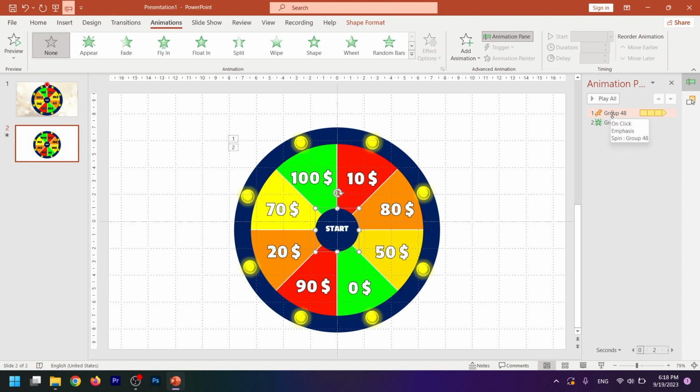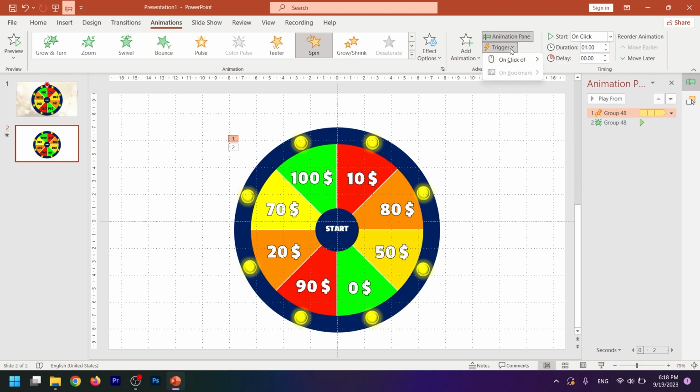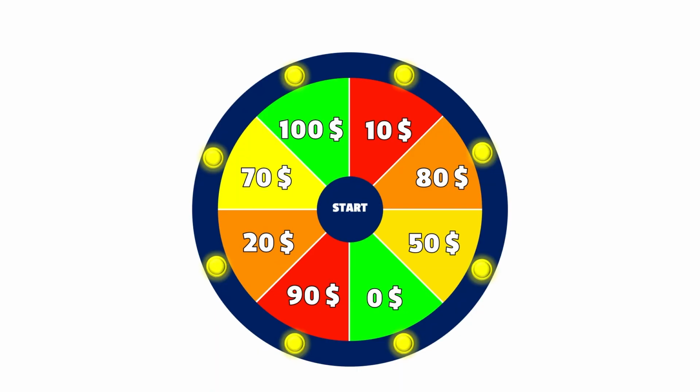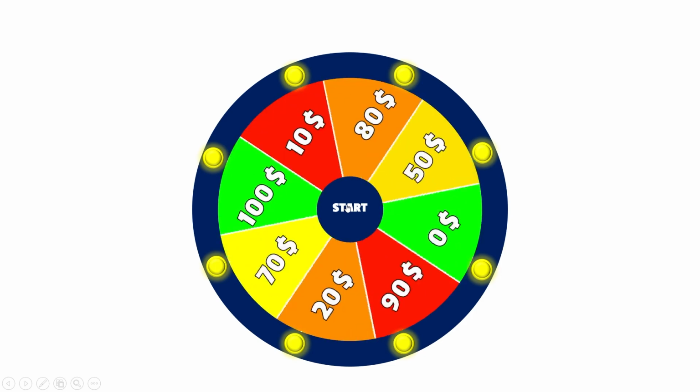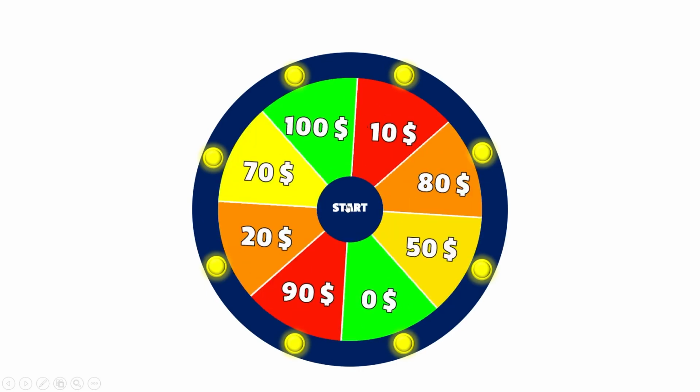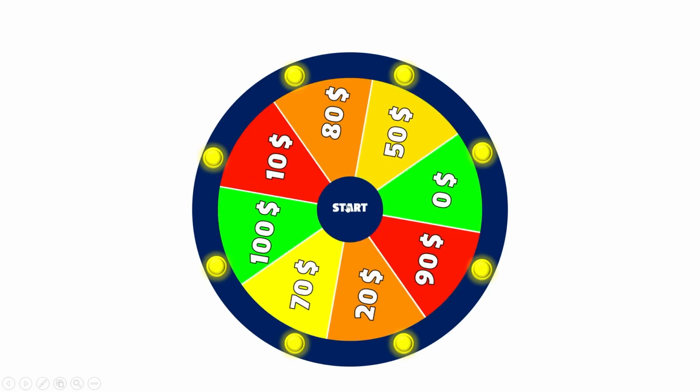On the animation pane, select your main animation Spin and choose trigger, on click of Start. Do it for this animation again. Trigger, on click of Start. Let's see what happens. Go to the slideshow. Click on your Start. You see this lucky wheel start to spin. Okay, click again on Start and it will stop.